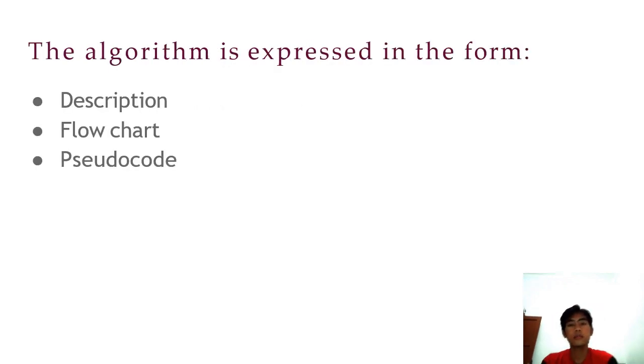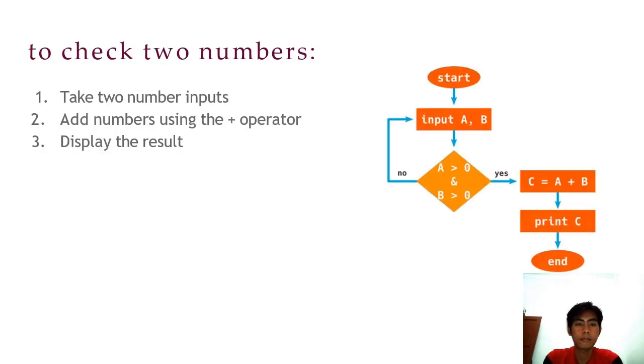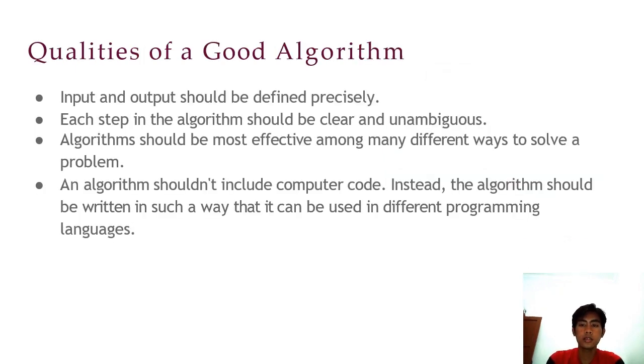The algorithm is expressed in the form of description, flowchart, and pseudocode. To add two numbers: take two number inputs, add the numbers using the plus operator, and lastly display the result. You can see the qualities of a good algorithm.